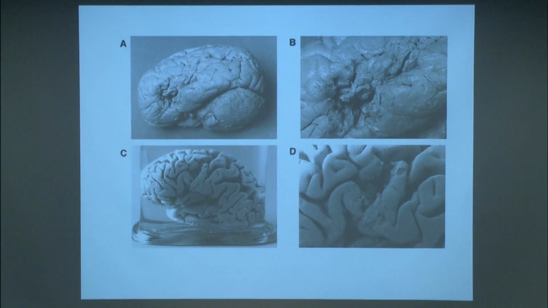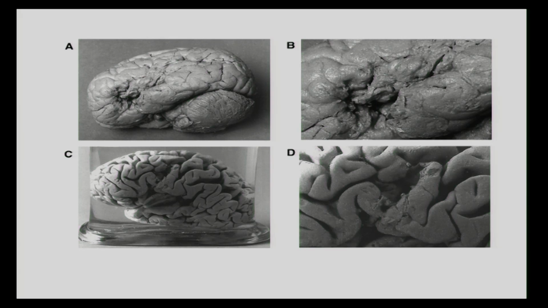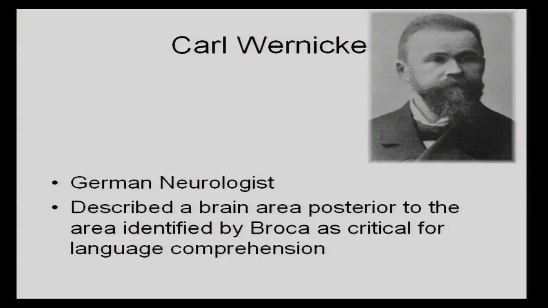So from these 2 striking patients, Broca identified an area that seemed to be important for spoken word and language production, and he named it, of course, Broca's area. It was his area. Then, a few years later, still in the 1800s, a German neurologist by the name of Karl Wernicke described a brain area in the same way.